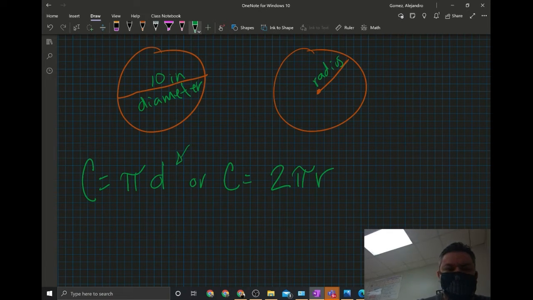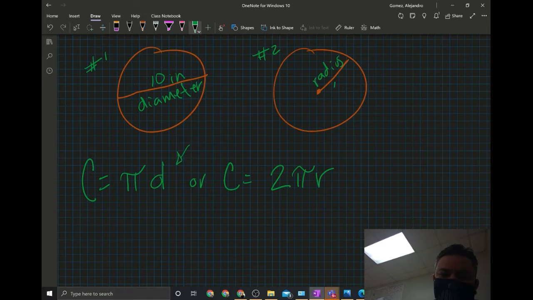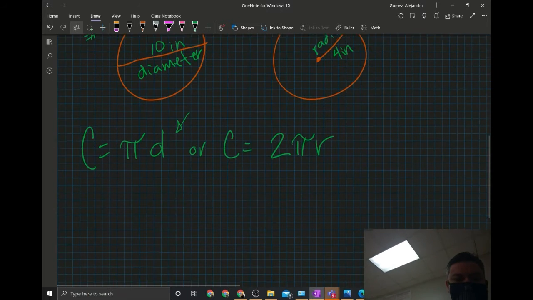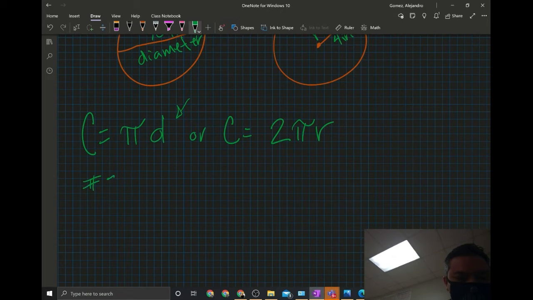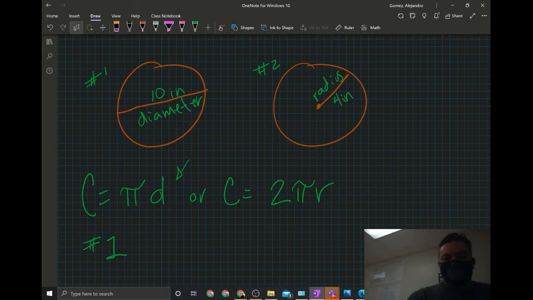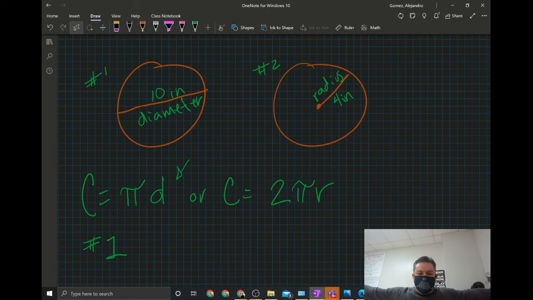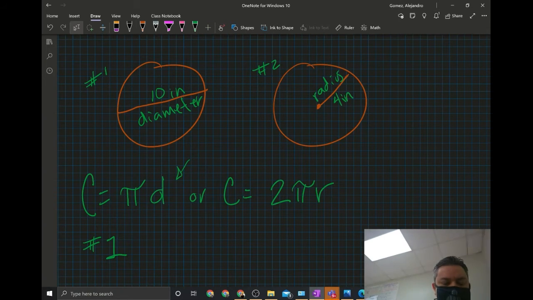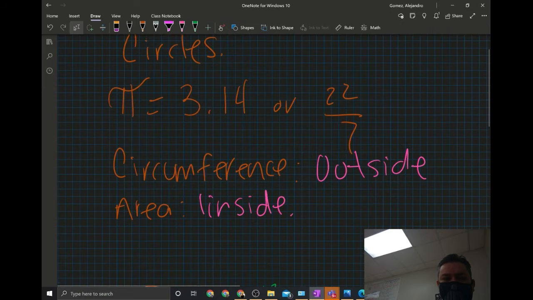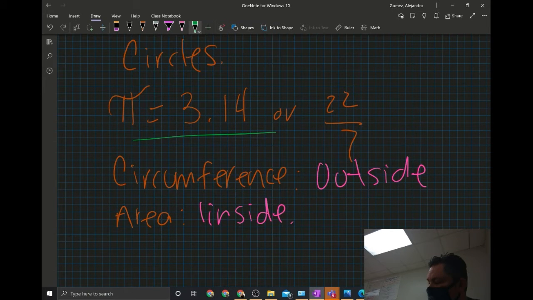And I'm going to do the two samples. This is going to be number 1, and this is going to be number 2. Okay, let's say this one over here is 4 inches. So for number 1, they've given me the diameter, the line from edge to edge. So I can easily use the first formula. And for pi, I know pi is going to be this value right there, always. It's always going to be that value. It's not going to be anything different.